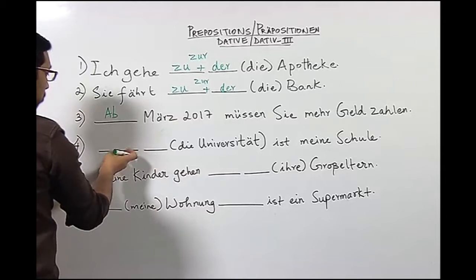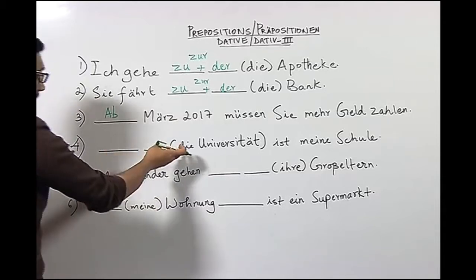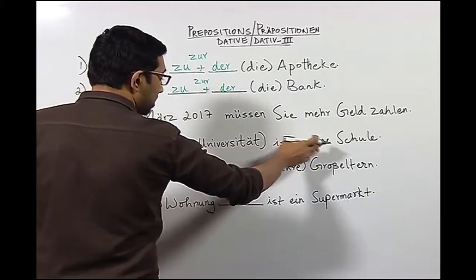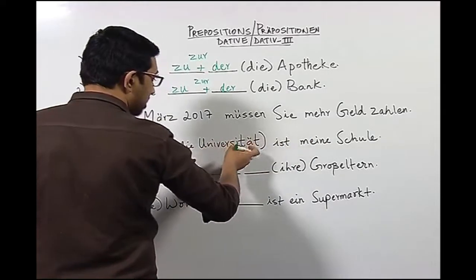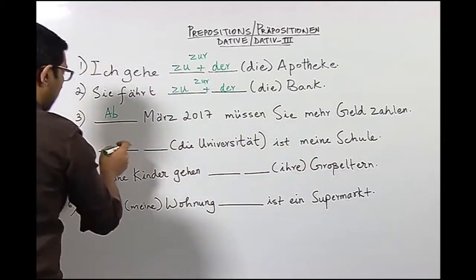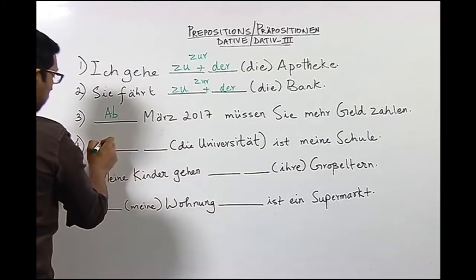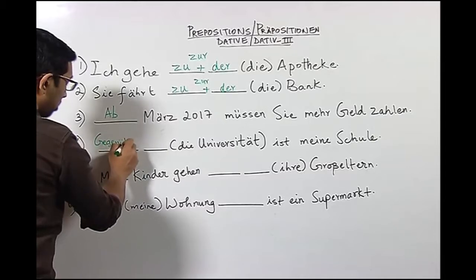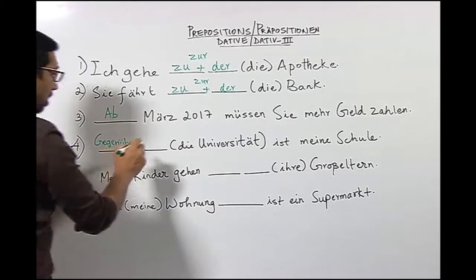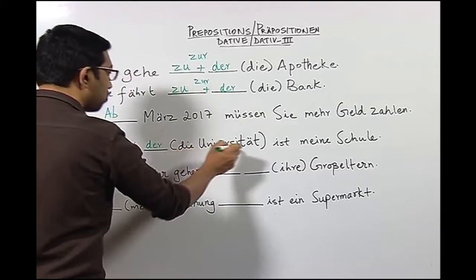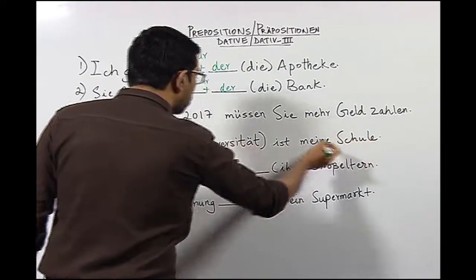Here we have two blanks, and now we know that here we have two nouns which are basically locations, die Universität, which means the university, and my school. So, we have to first write the preposition which is used for the location, which we just now learnt is gegenüber, and then we write Gegenüber der Universität ist meine Schule.